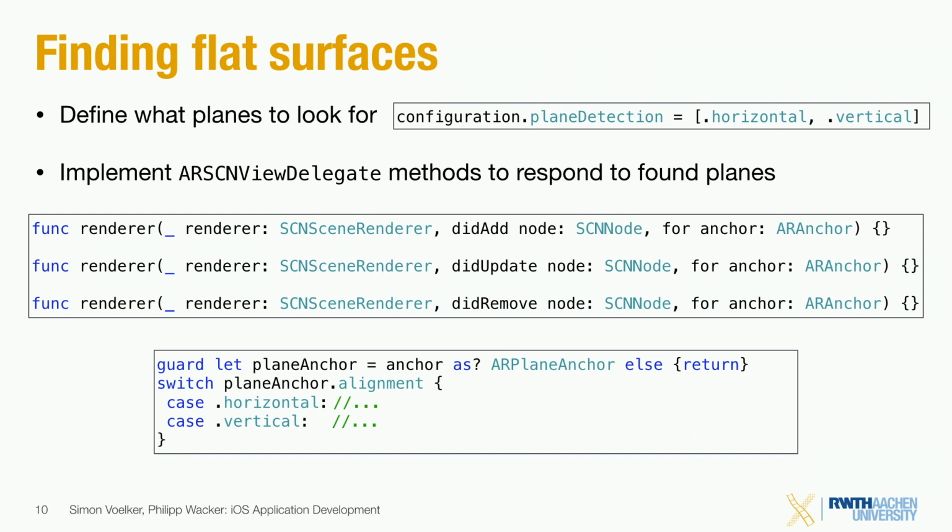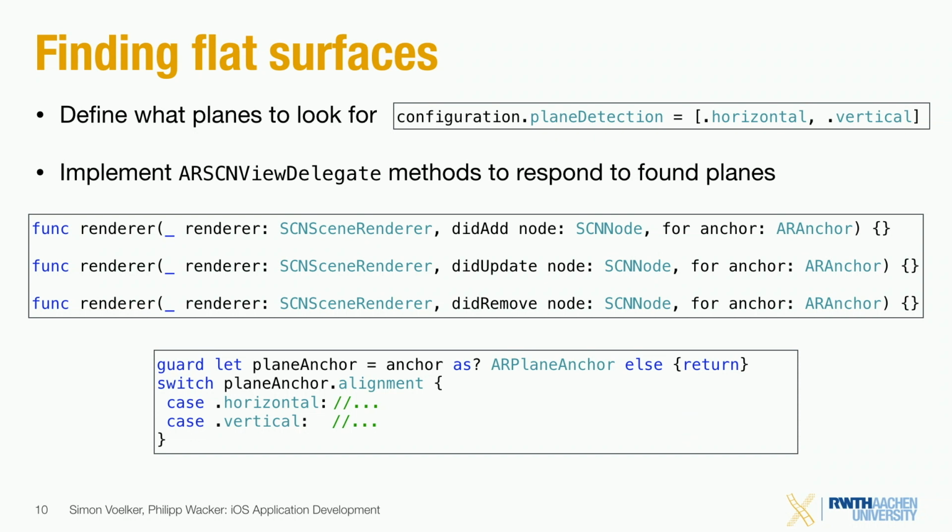And then you can check whether the anchor that is passed is a plane anchor, and then depending on the alignment, whether it's horizontal or vertical, react to that, display something, whatever you want. And we don't need a default case for the switch because the alignment property can either be horizontal or vertical, so that is already exhaustive.